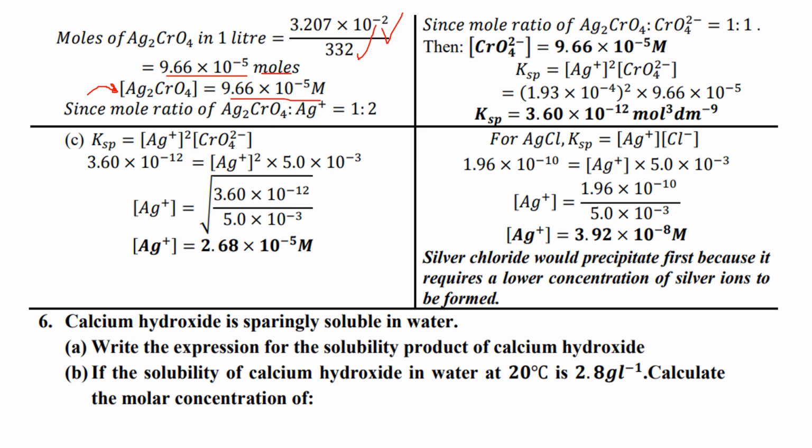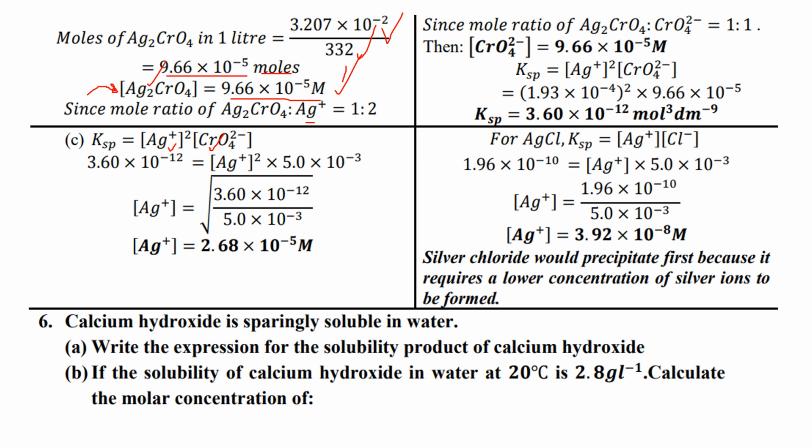So we compare the mole ratio. Since in this case we are interested in the molar concentration of silver ions and chromate ions, we compare the mole ratio, since we already have the molar concentration of silver chromate. The mole ratio between silver chromate and silver ions is 1 to 2. That means the molar concentration of silver ions is going to be twice the molar concentration of silver chromate.